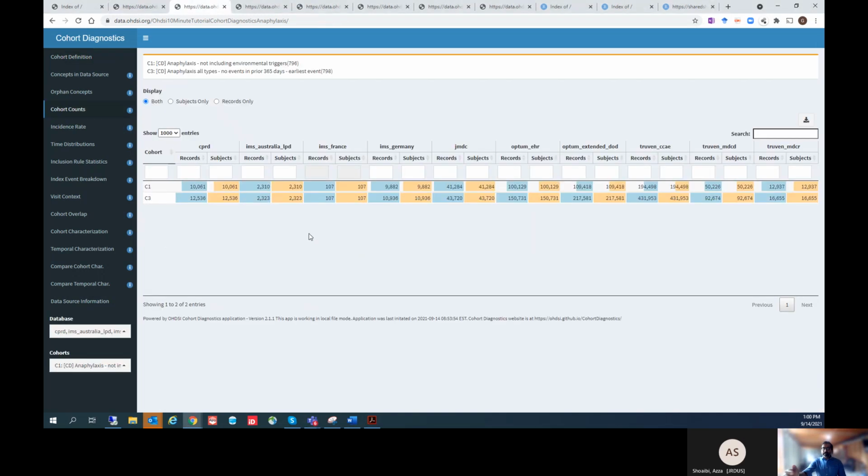What we'll also go through, like in this slide, is in this view is the cohort counts. We are comparing 2 different cohort definitions, a cohort definition called C3 and a cohort definition called C1, which I will detail in the live meeting. And you can see there's difference in counts based on those 2 cohort definitions.